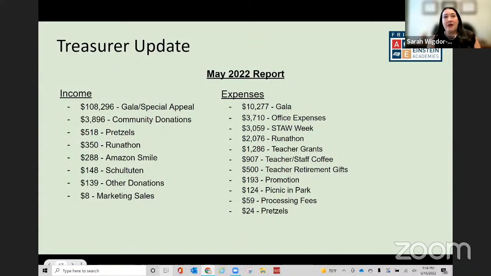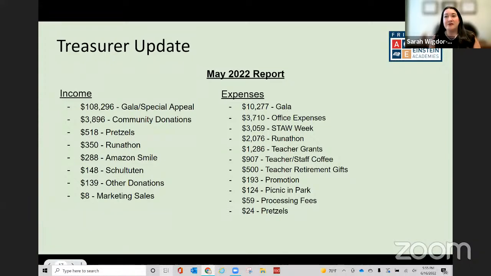And then we also have community donations coming in at $3,896. Those are a lot of the direct donations to our organization. We have pretzels at 518. We had a little bit of leftover runathon coming in at 350, and Amazon Smile donation. Again, always make sure that the Friends of AEA is selected as your Amazon Smile recipient and shop at smile.amazon. We got 288 this quarter.